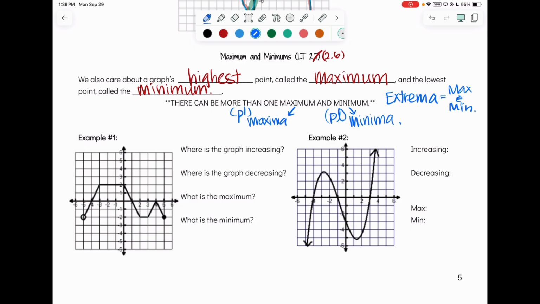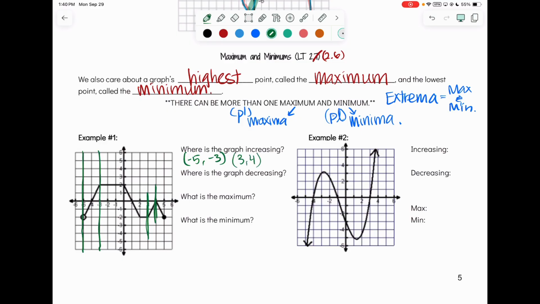Okay? Where is the graph increasing? What domain is it increasing at? Which part is it increasing for? I'm only putting an arrow so you can see, but it looks like it's from here to there. So it's -5 to -3. Anywhere else? 3 to 4.